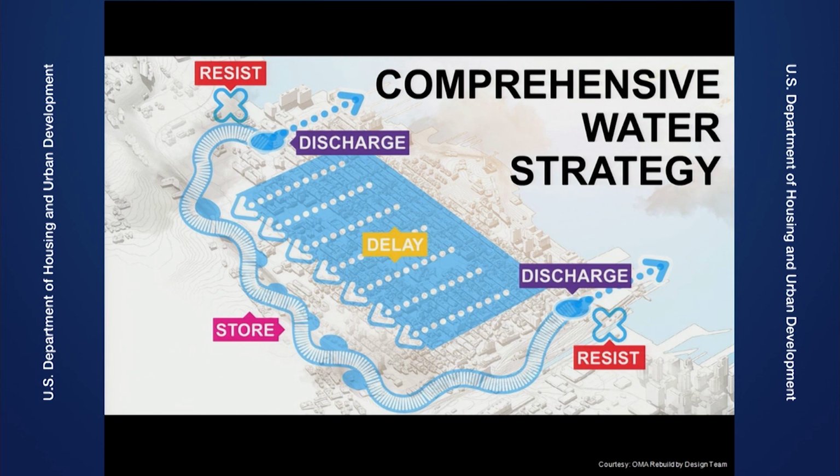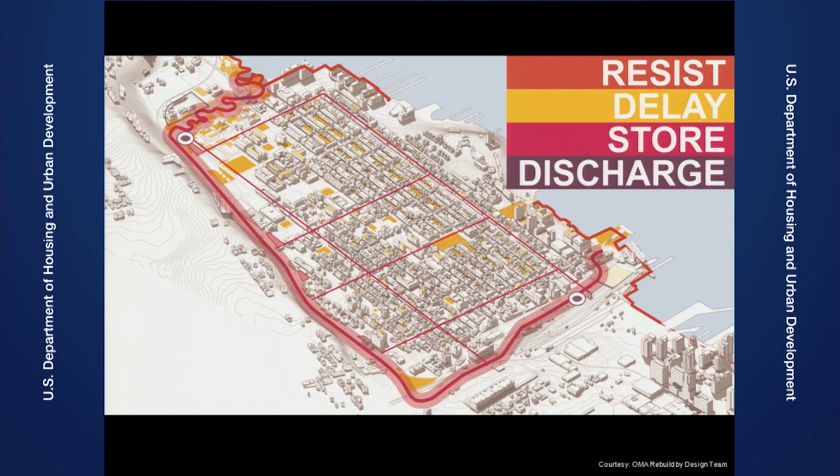The third element is store, which increases the ability to hold and retain water. And finally, discharge, getting rid of the water being held, and this happens primarily through more traditional means of pumping. When these four elements are combined as part of a comprehensive strategy, they have the ability to substantially alter the level of flood risk in the city.